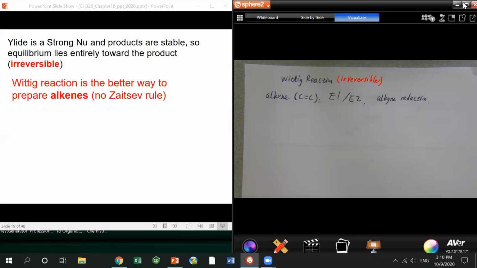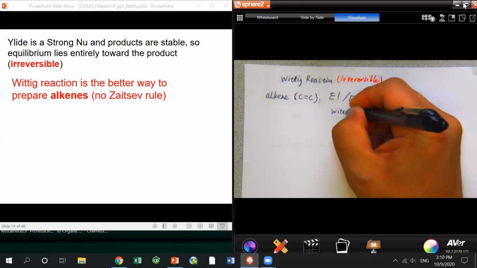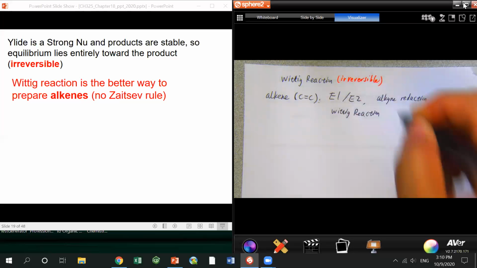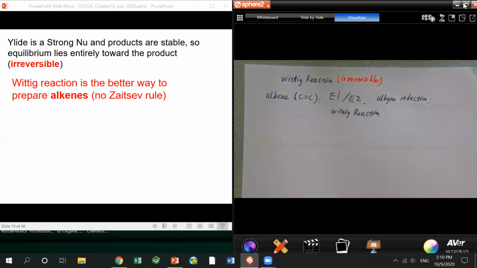But the best way to do it is the Wittig reaction. That's the third reaction. The reason is that for the E1, E2 case, there is always some regioselectivity issue, or the Hofmann elimination case. For the alkyne case, you have to do a reduction, and you have to start with an alkyne. Alkyne is not easy to get, so it is an expensive starting material.